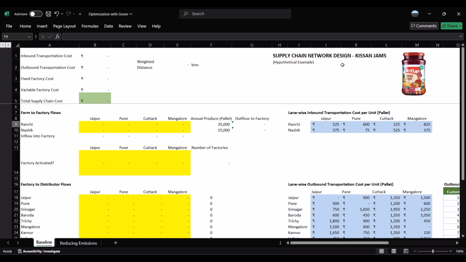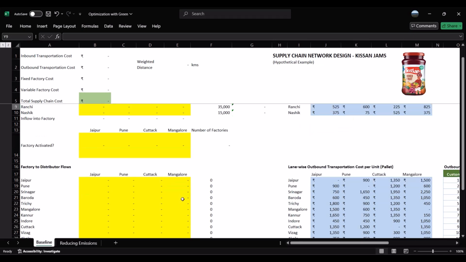Let me take you through a fictitious case demo involving Kissan Jams, a famous FMCG confectionery brand in India. We will model its supply chain, also known as supply chain network design. This is a typical three-echelon supply chain, the three nodes being the supplier, which is the farmer, manufacturer, which is Kissan Jams, and distributors.